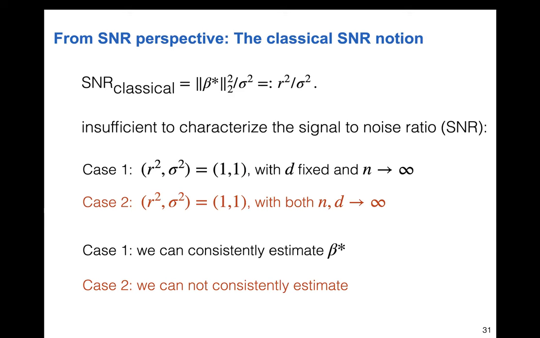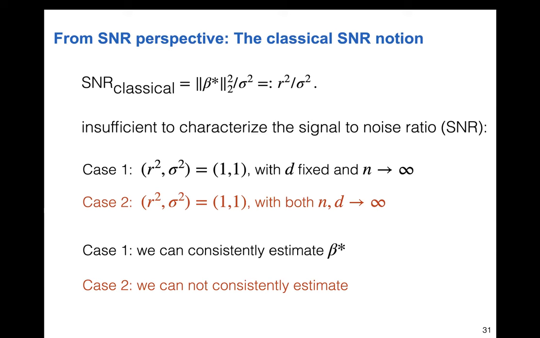I'm going to give you two cases. In the first case, I'm going to have R squared, the squared two-norm of beta, equal to 1, and sigma squared equals 1. But I'm going to have the dimensionality D fixed, and send the sample size to infinity. In the second case, I'm going to have exactly the same R squared and sigma squared, which means the classical notion of SNR is still 1. But I'm going to send both D and N to infinity.